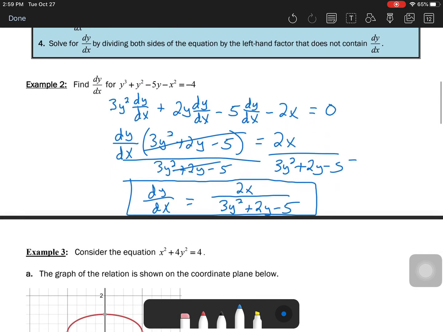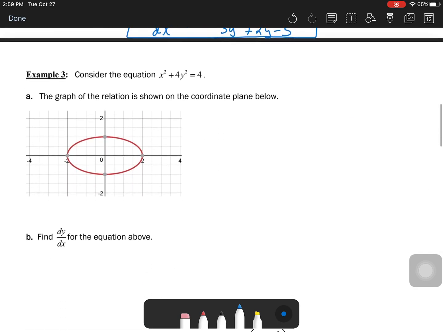Okay, so hopefully that's making sense. All right, next example, it says consider the equation here. So it looks like an ellipse, so we've got an equation for an ellipse. If you studied conic sections, usually you'd divide everything to make a 1 there, so you're probably more used to seeing it like this, where that would just be x squared over 4 plus y squared over 1 equals 1, something like that.